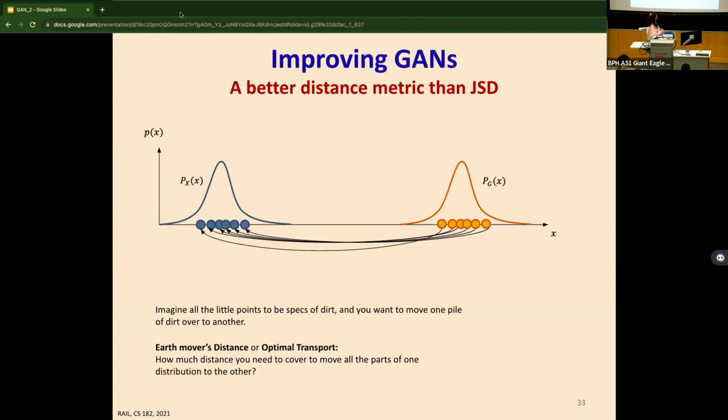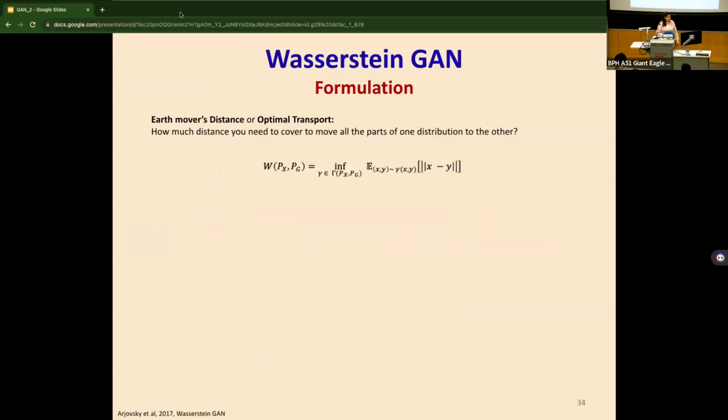So what you're ideally trying to do is calculate how much effort it takes to move the points that you have in the distribution over here to the distribution over here. That's what we're trying to do. We're trying to overlap, right? So this is how Earth mover's distance comes into the picture. This distance is also called Wasserstein distance, and it's used in WGAN, which is Wasserstein GAN.